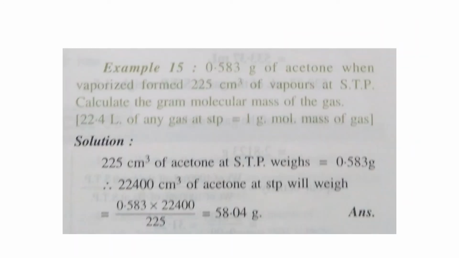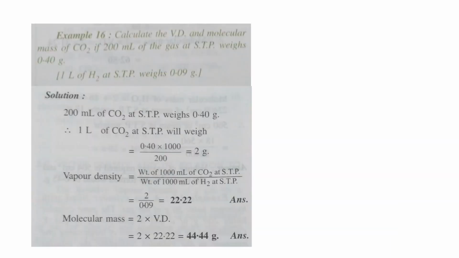Now please see these numericals and try to do these numericals on your own. I am not discussing this numerical here. Another one: calculate the vapor density and molecular mass of CO2 if 200 milliliter of the gas at STP weighs 0.40 gram. Now 1 liter of hydrogen at STP weighs 0.09. As I told you, you may get 0.09. You can write here 0.089 also.